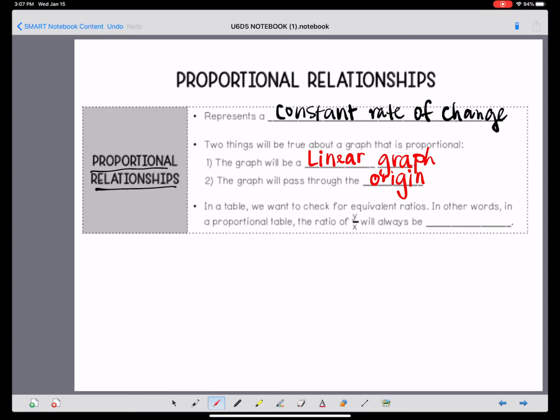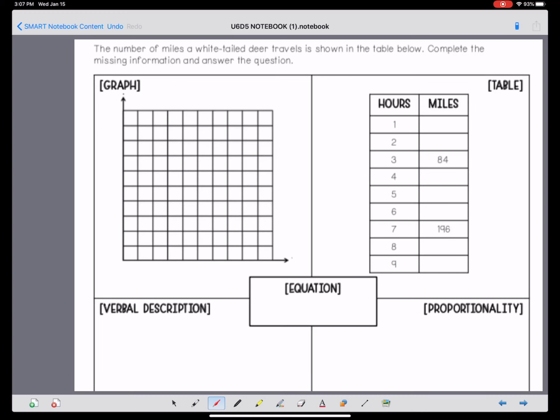And in a table, we want to check for equivalent ratios. In other words, a proportional table. The ratio of y over x will always be constant. So whenever you do y divided by x, if it is a proportional table, you will get a constant number. Over and over and over, you'll get the same number.